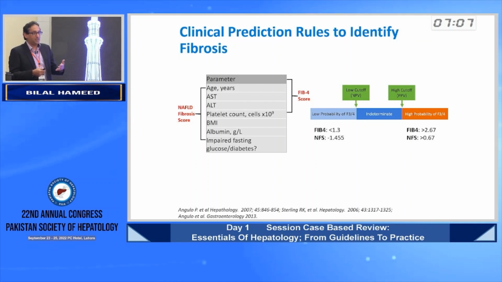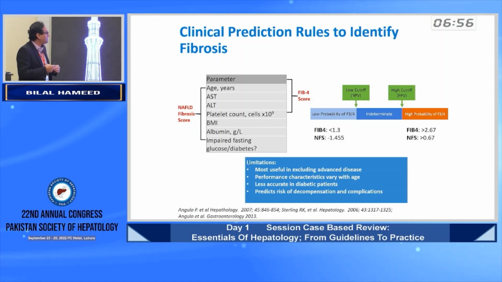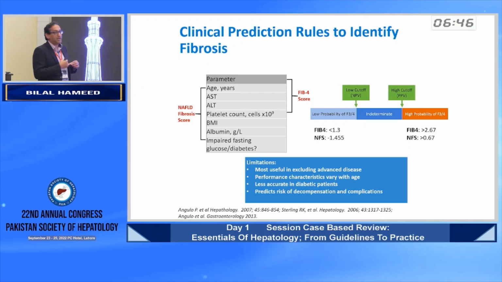So the new system would be that the lab can give you FIB-4 as soon as they get the labs done, and that will be the future model for many electronic medical record systems. It is sensitive in excluding advanced disease. The performance does vary by age. So if you have advanced age, like greater than 65 years of age, the test may be falsely elevated, and it is less accurate in diabetics.